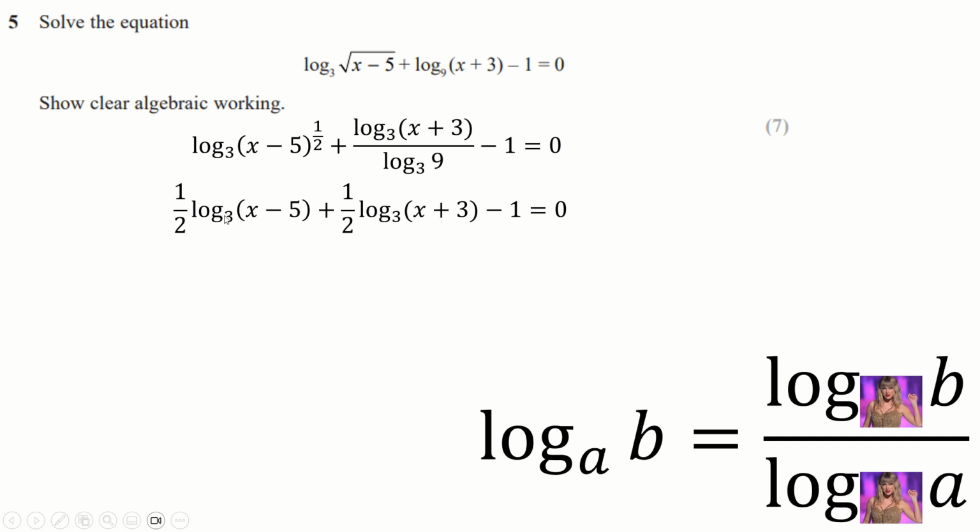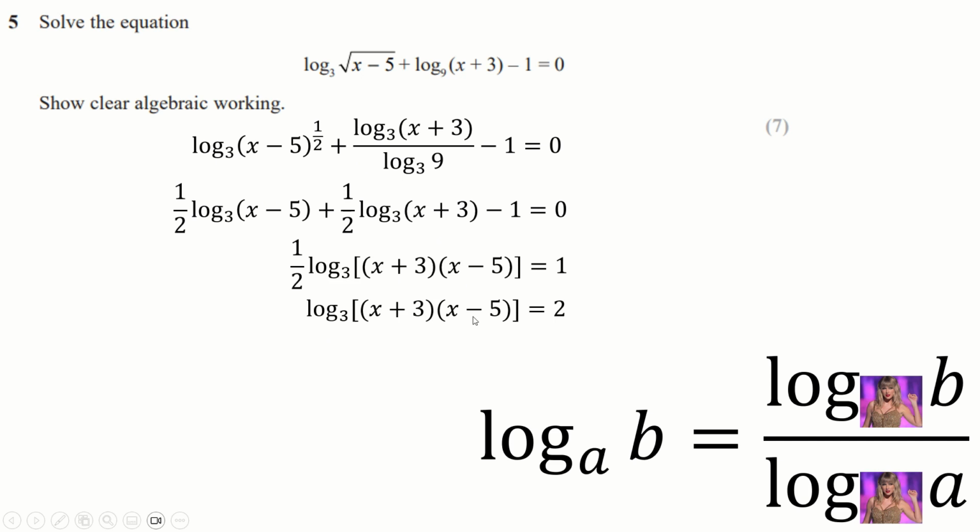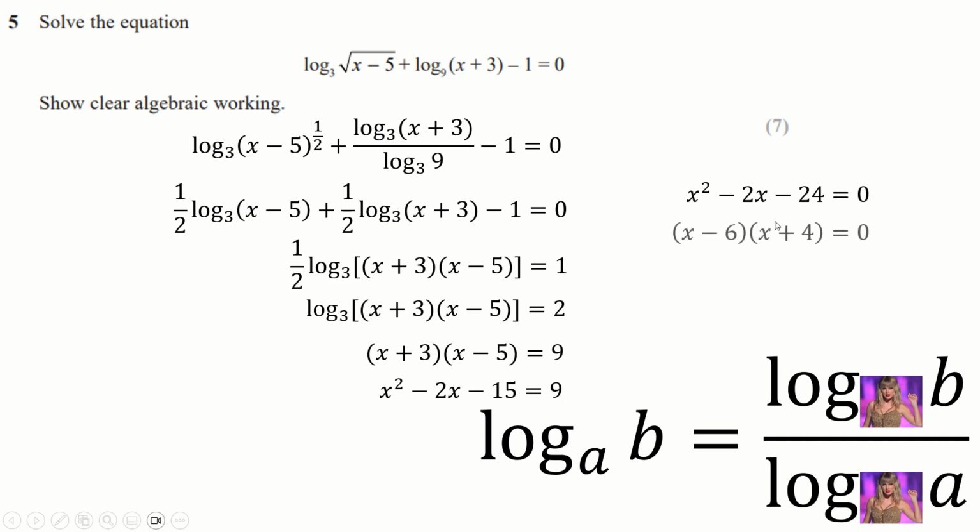So this is going to be a half log to base 3 of this times this, and then I can move the one to the other side, double everything, raise everything, 3 to the power both sides. We'll cancel out this log and do 3 to the power 2 is 9. And then, of course, expand this out, move the 9 to the other side, factorize that again, and you get x is either 6 or minus 4.